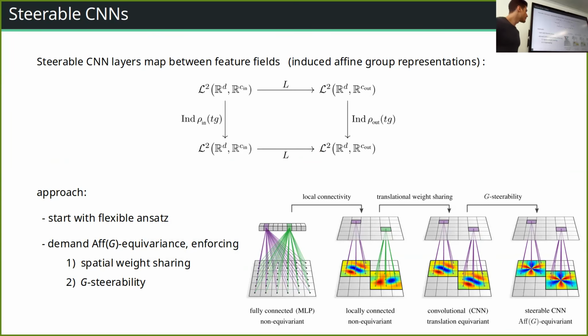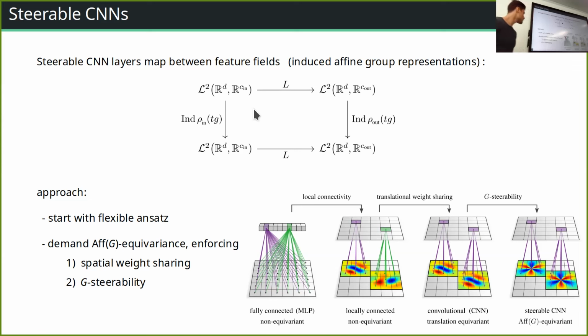All right, and in our specific case, we have spaces of feature fields. So we have square integrable functions from R^d to R^Cin. So we have Cin input channels. Then we have feature fields with Cout output channels, and our input and output fields are being acted on by this induced representation of rho in and rho out. So we can choose different representations, like scalar fields, and here we could have a vector field, and then actually as a solution, this layer would become a gradient operator, for instance.